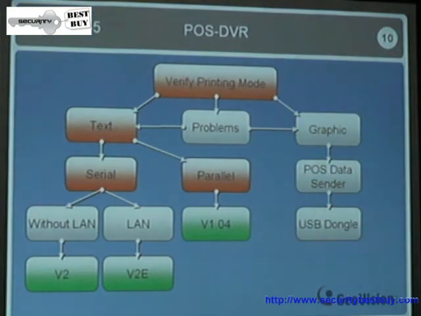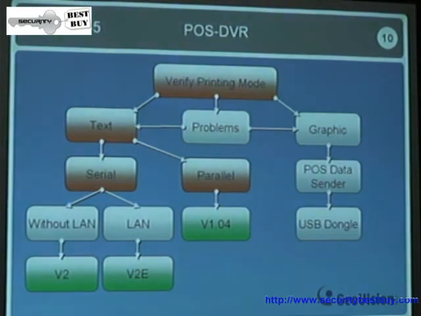So let me reorganize this information for you once again. If you have verified that you have a text mode POS system and it uses a serial port printer, you'll need our V2 or V2E data capture box. If it uses a parallel port printer, you'll need to use our data capture box version 1.04. And I'll continue with the serial POS here.